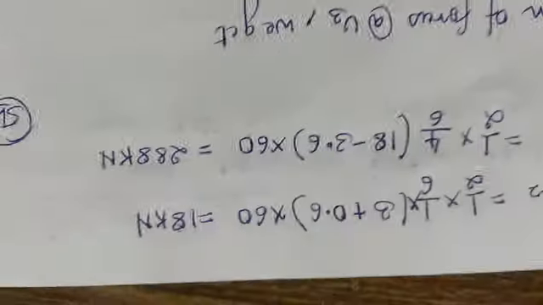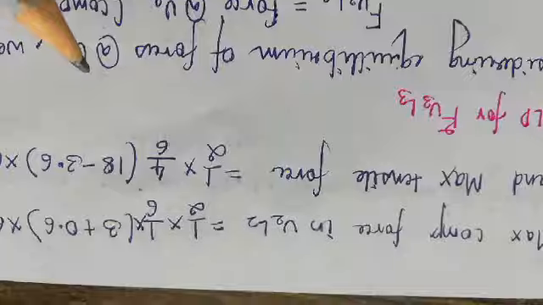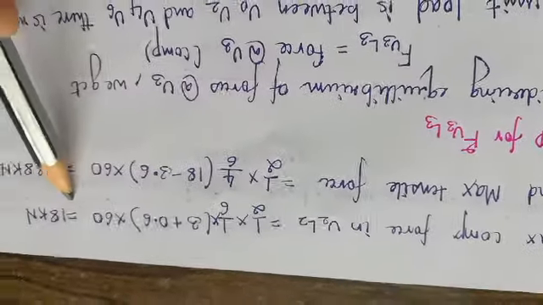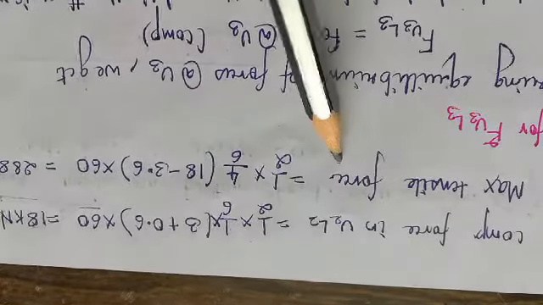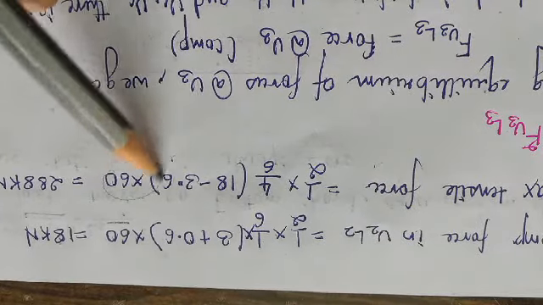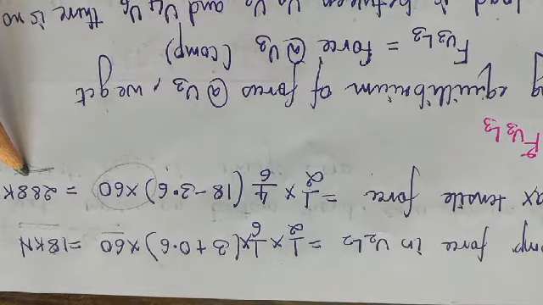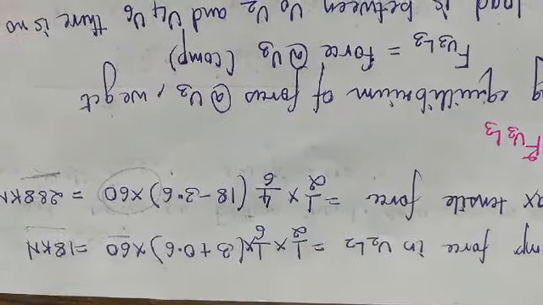So here I have solved for it. The compressive force in U2 L2 is how much? Half area multiplied by the load, you will get 18 kilonewton. The maximum tensile force, half area, you will get 288 kilonewton.